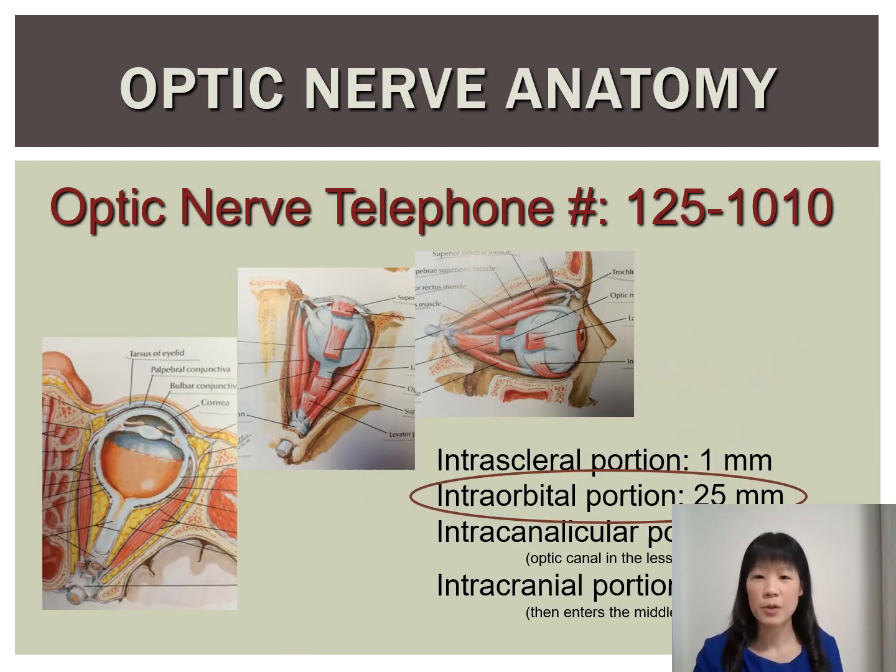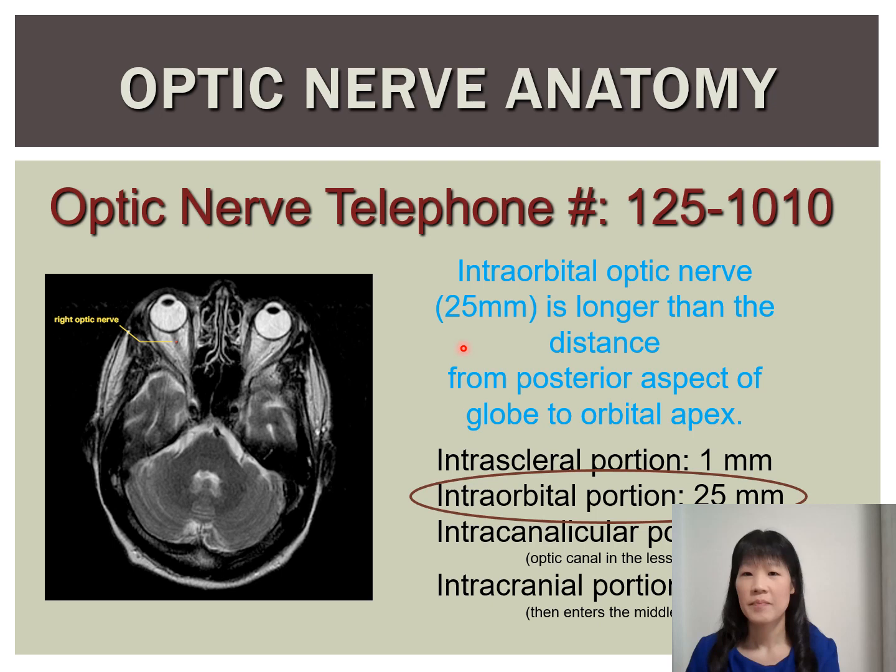So the intrascleral portion is the part inside the sclera. The intraorbital portion, again, is the portion of the optic nerve in the orbit. So this is the bony orbit. The intraorbital portion is the optic nerve here, here, and here. That's 25 millimeters.